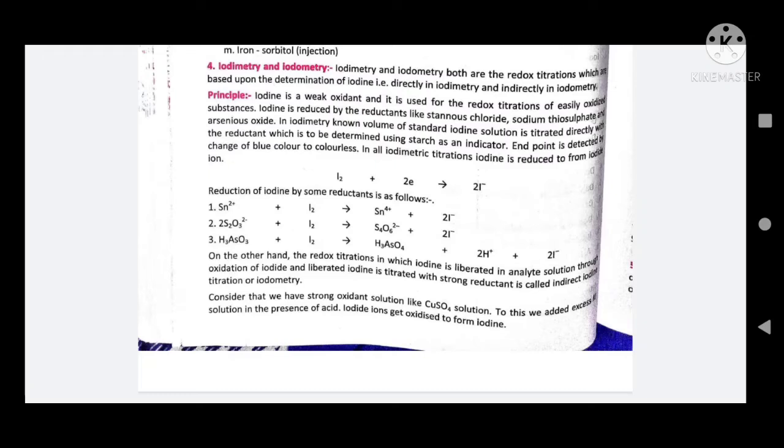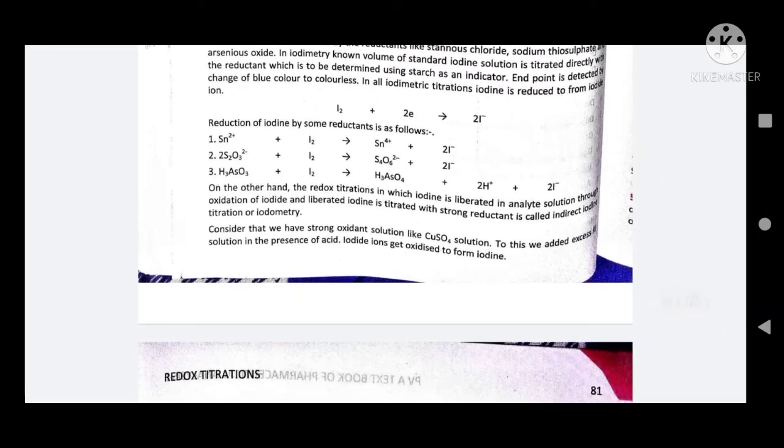In all iodimetry titrations, iodine I2 is reduced to form iodide ion. This is the reduced form of iodine. Example: I2 plus 2e reduced to 2I minus. The next one I have given here is an example. When stannous is made to react with iodine, there will be formation of stannic and the iodine is consumed.